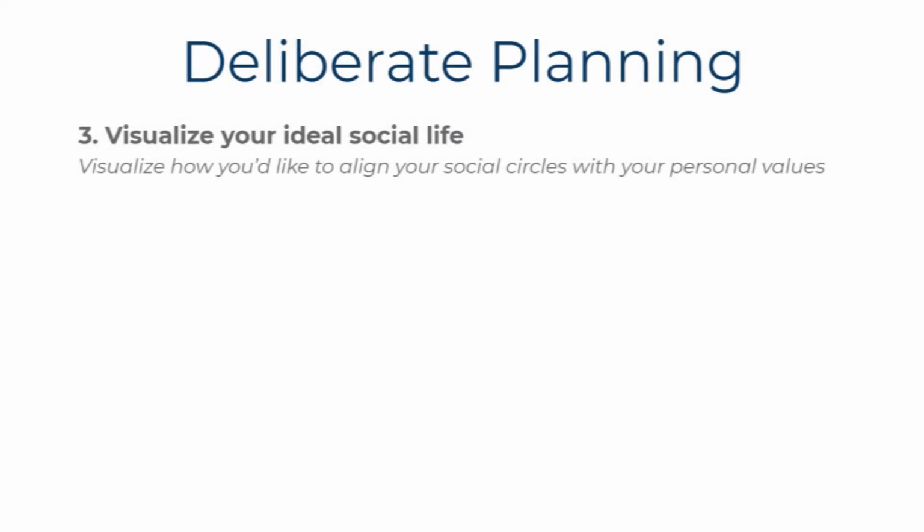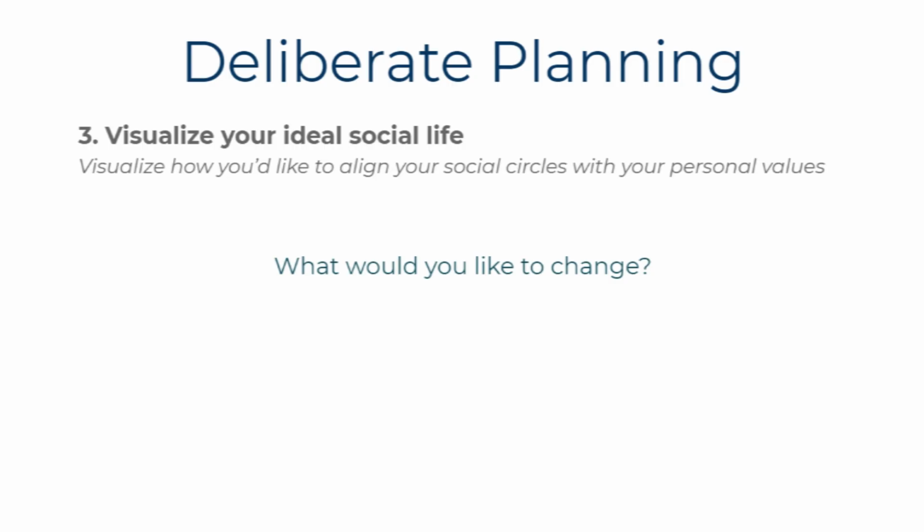Let's move on to step 3, visualizing your ideal social life. Reference your current social circles diagram you just drew. What would you like to change? Which social circles need adjusted boundaries? Which relationships need nurturing? Next, you will construct a new social circles diagram in the way that represents how you'd like your relationships to be.